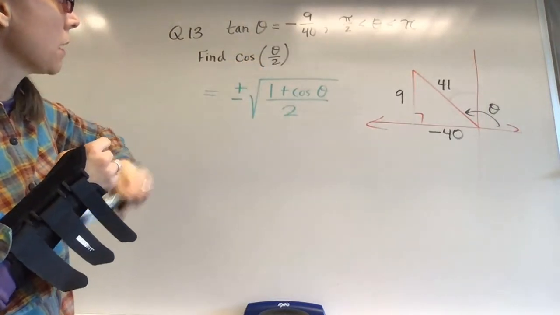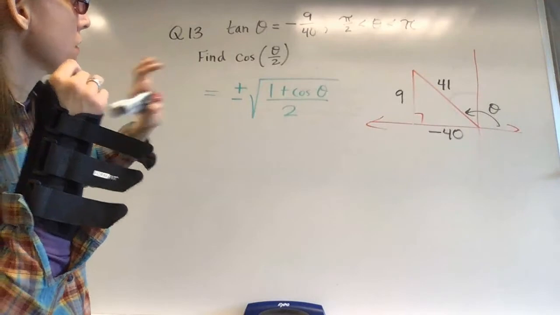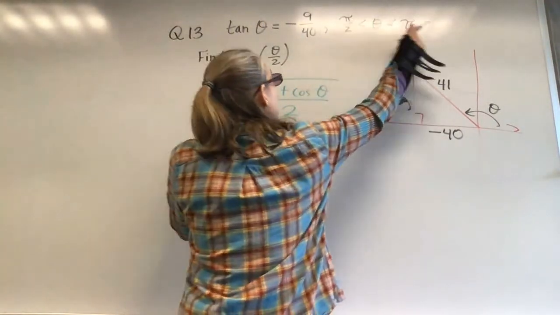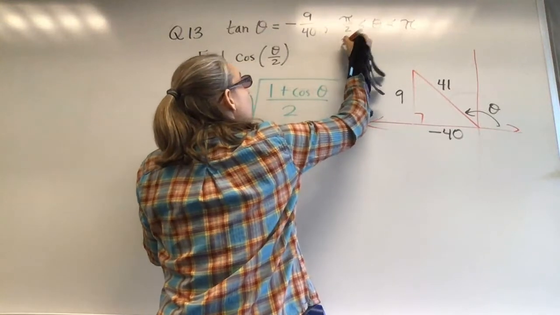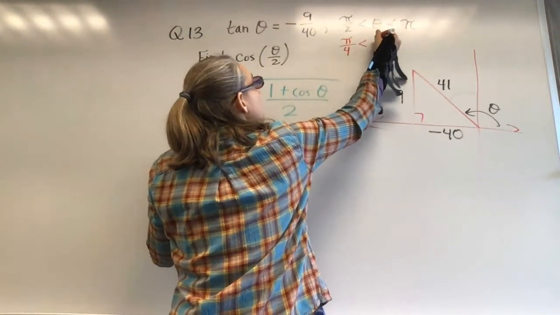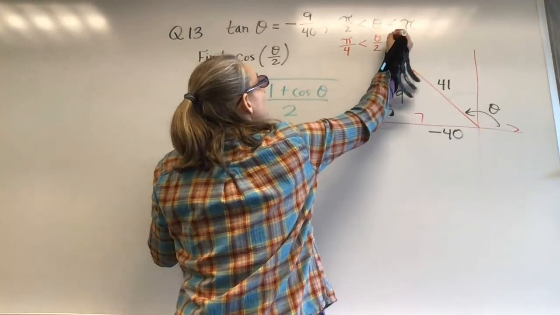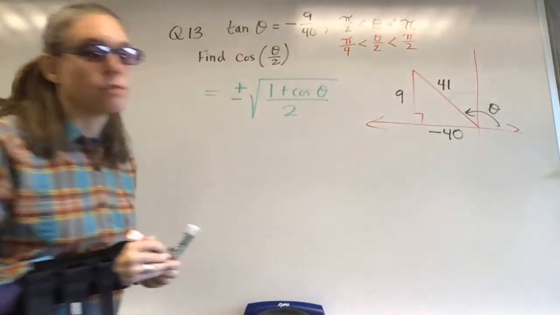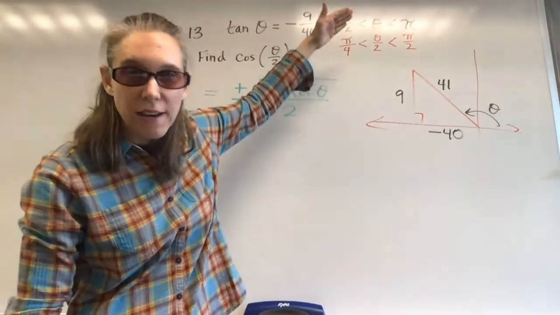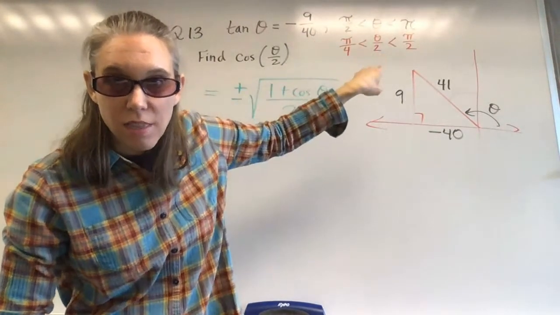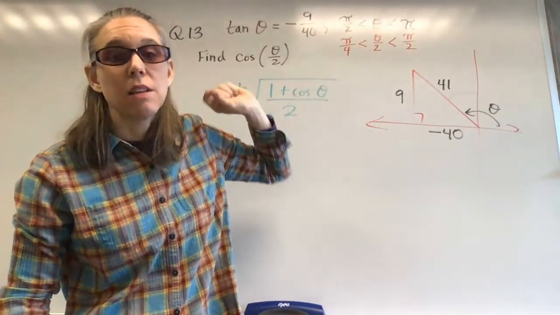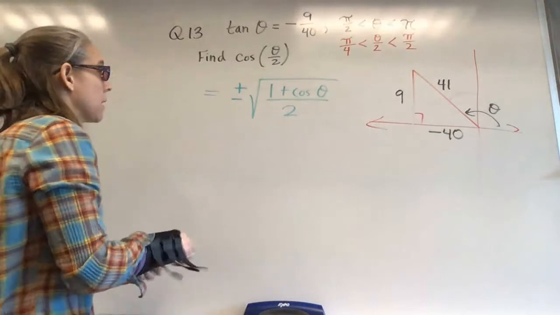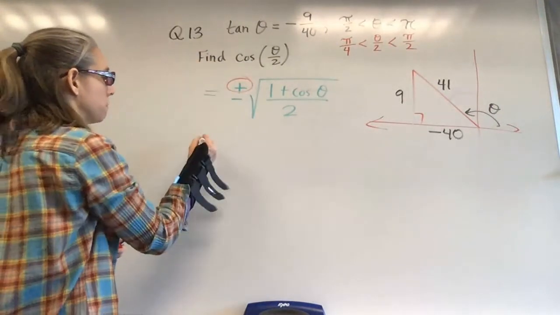And I do need to pay attention to the fact that cosine of theta over 2 is going to end up being in a different quadrant possibly. So let's go ahead and divide everything here by 2. I end up with pi over 4 is less than theta over 2 is less than pi halves. So that means that while theta is in the second quadrant, theta over 2 has to be in the first quadrant. So cosine in the first quadrant is positive.